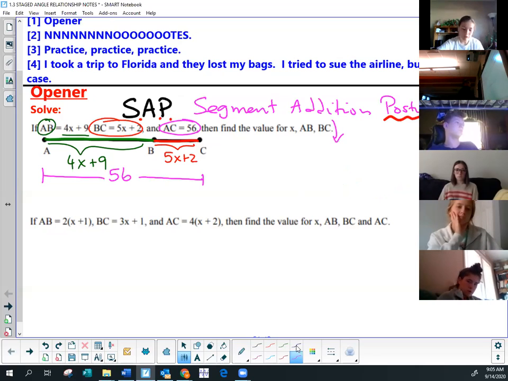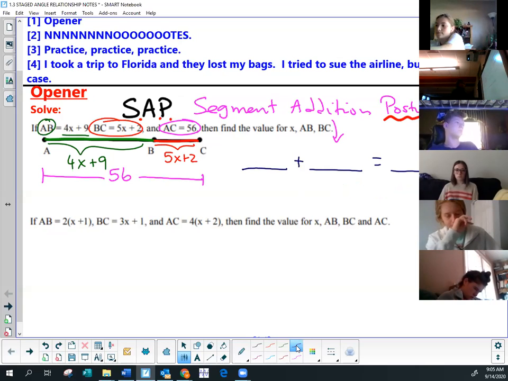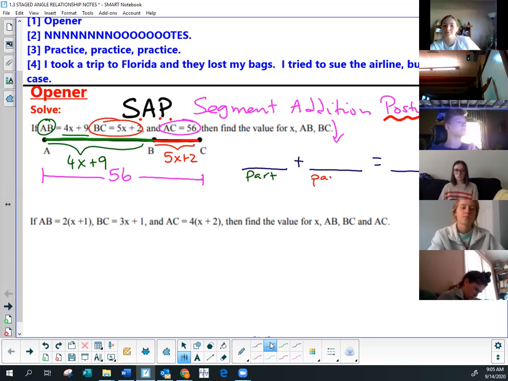Now, sometimes I like to think in terms of equation frames. I know that the segment addition postulate says if I take the parts, I can add them up to make the whole. And so I'm basically going to be filling in this equation frame where this is going to be part of the segment, this is going to be part of the segment, and then this should be the whole segment. So having said that, and hopefully you're catching on to my color coordination, what should probably go in the first blank?